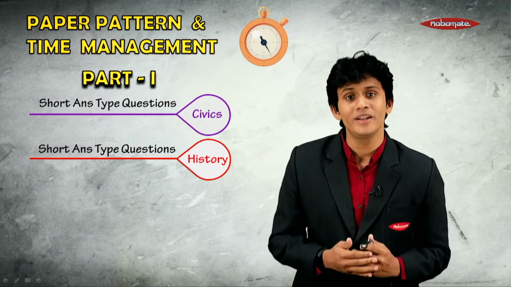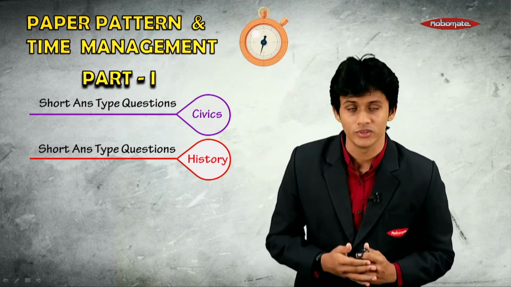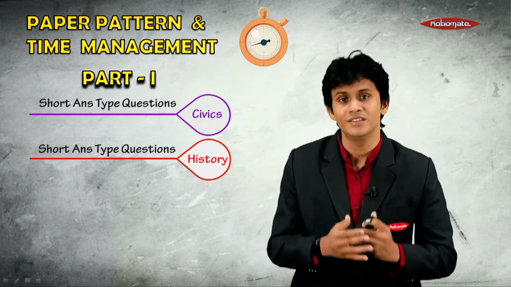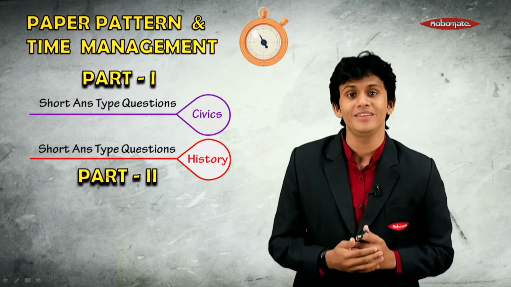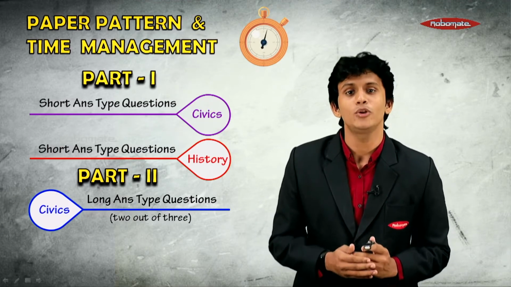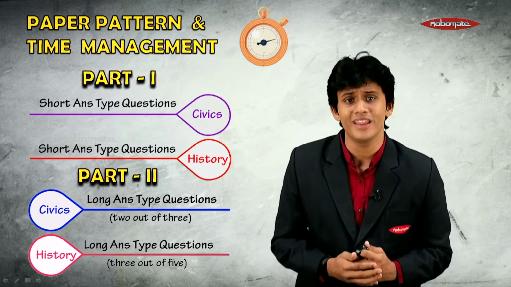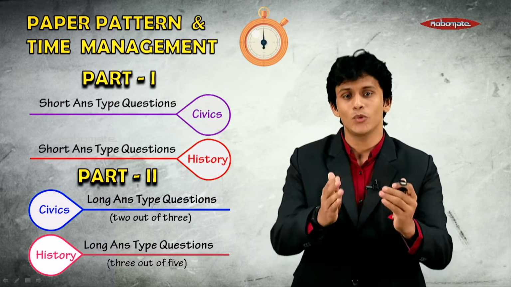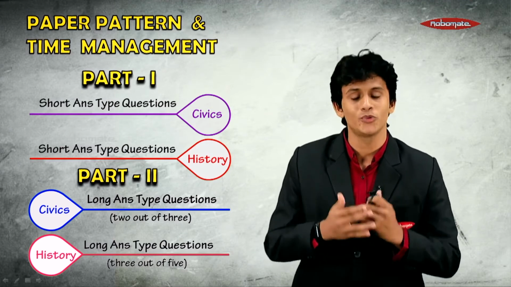In the civics part you need to attempt 10 questions, as well as in the history part you need to attempt 10 questions. Please observe that both these sections are compulsory and you do not have any options in these questions. But the next part is the optional section, wherein in the civics section you need to attempt any 2 questions out of 3, followed by the history section, where you need to attempt any 3 questions out of the 5 questions given in the question paper. So to summarize, the first part is the compulsory section, whereas the second part is the optional section.